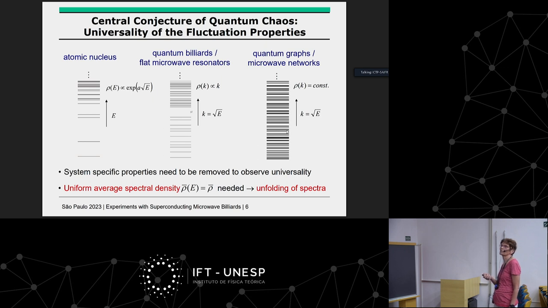Unfolding means that you rescale the eigenvalues or the energy levels in such a way that the spectral density is uniform. So it's constant, and usually it's unfolded to mean spacing one. So the whole procedure is called unfolding.